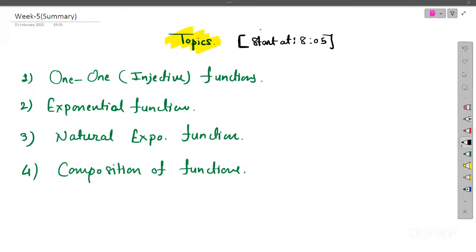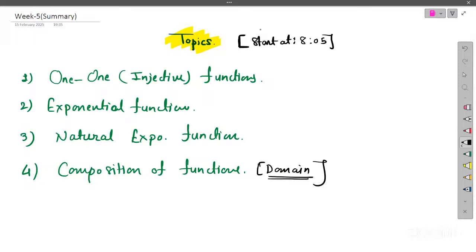So in this lecture, we will cover whatever theory we have done in week 5. I'll start with the one-one function, that means injective functions. Then we cover the exponential function, then a special type of exponential function when we take the value of a to be equal to e, which is known as the exponent. And then we will cover the composition of two functions. In the composition of two functions, the main problem is how you can find the domain of the composition of two functions.